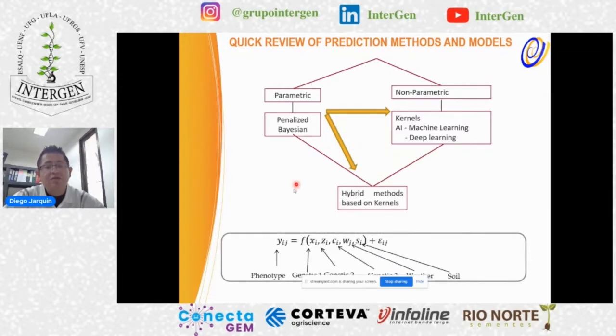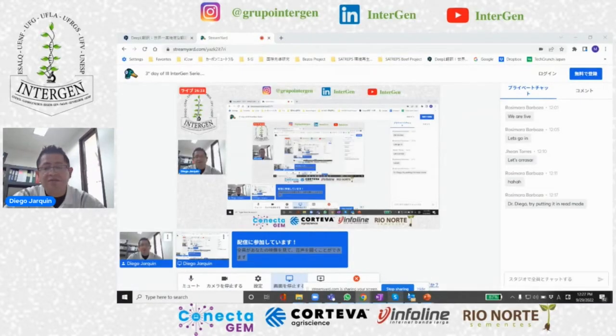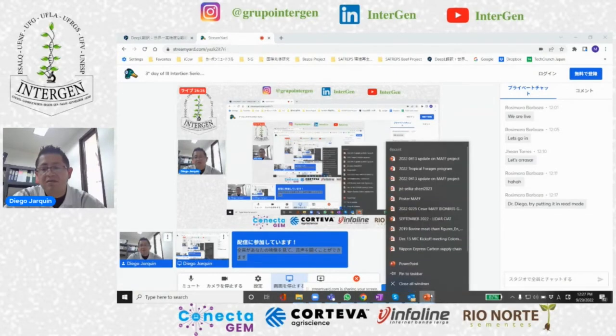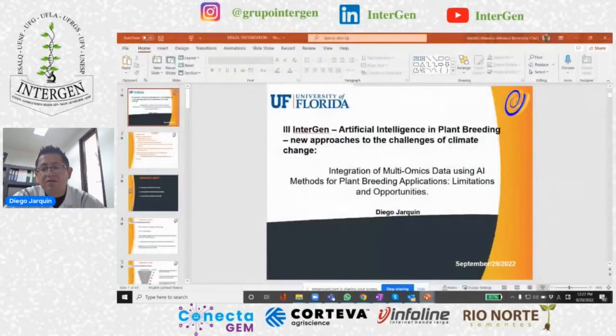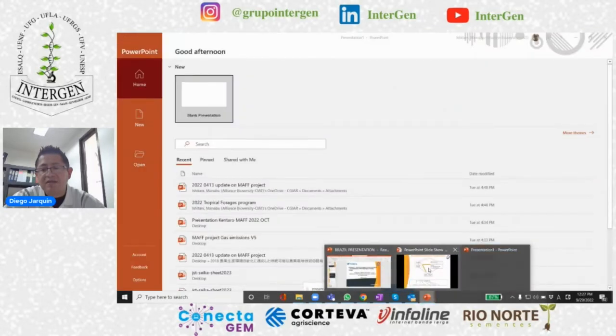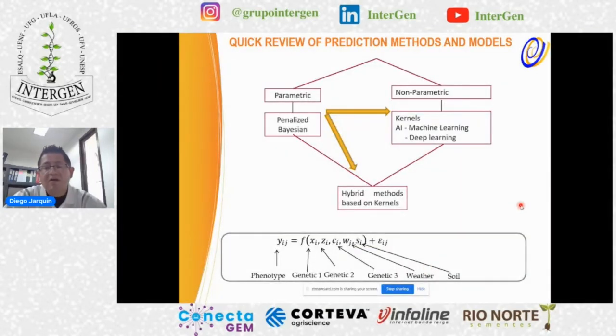Let's say that we are trying to explain the performance of genotypes based on a wide set of data types. Can you see my screen still? Okay. So we can use a function where we relate all of these different sources of variability to explain the phenotypes: genetics, which could be pedigree, markers, RNA-seq, and other omics layers, as well as weather, soil, etc.